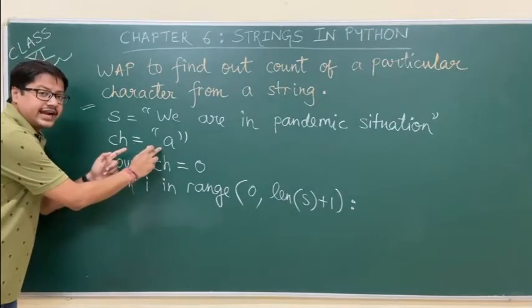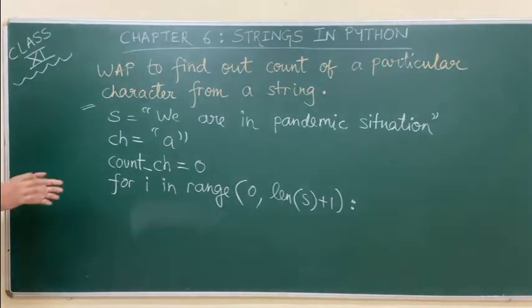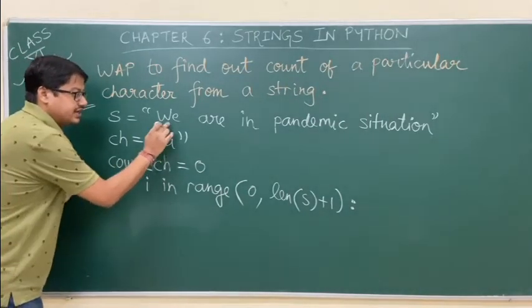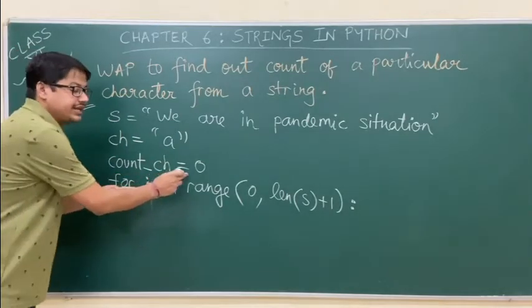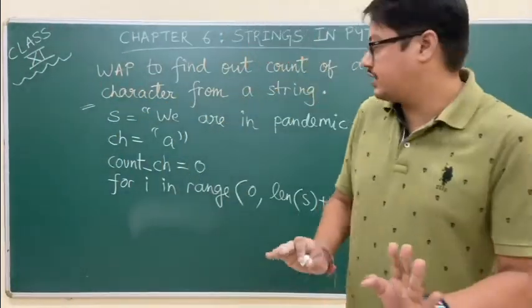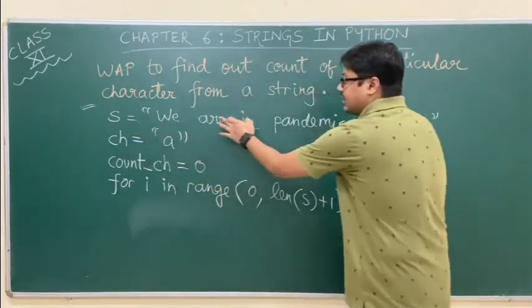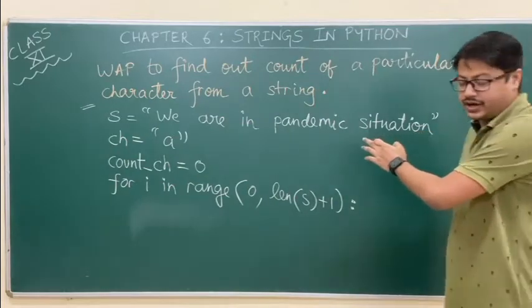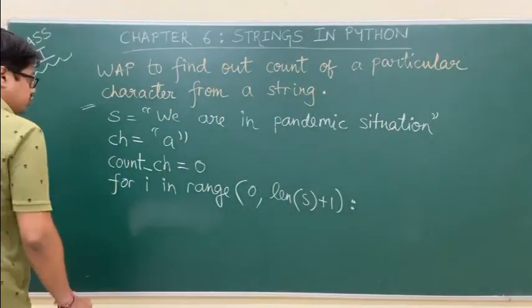Whenever this character is encountered here, whenever this character is encountered here, I should increase the count by 1. Hopefully you are getting this. Whenever this character is encountered here, I should increase the count. Correct? So the logic is very simple.